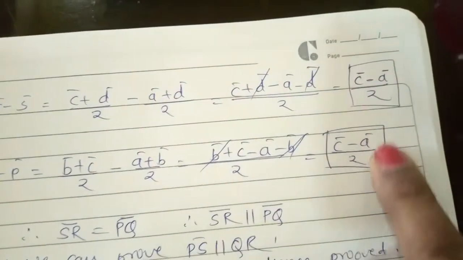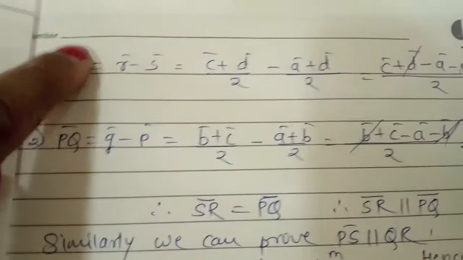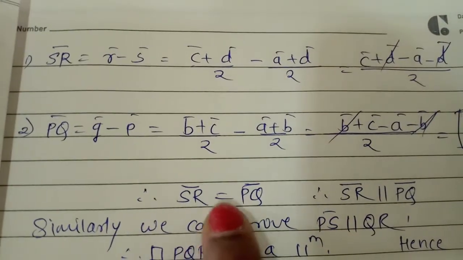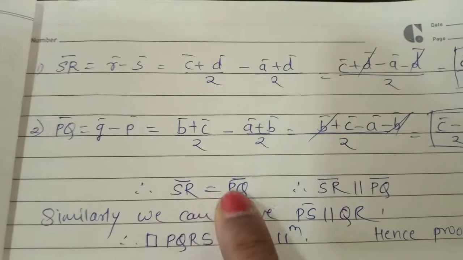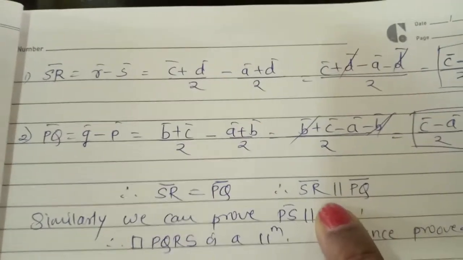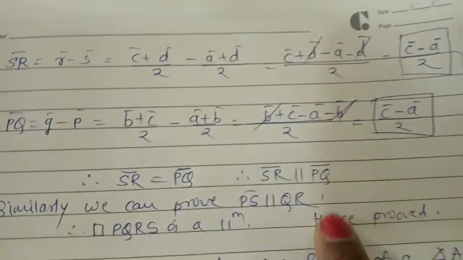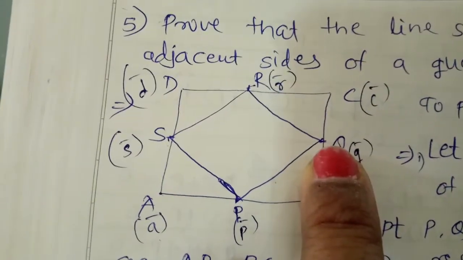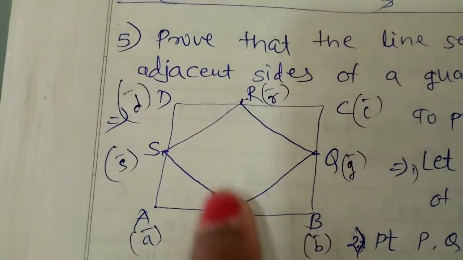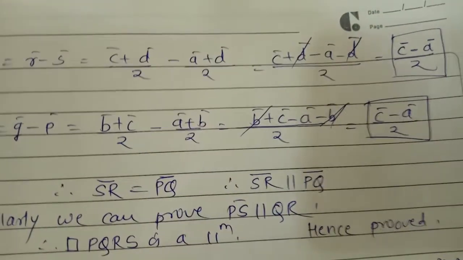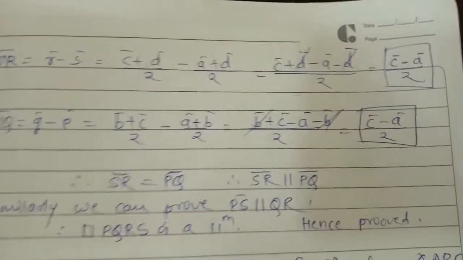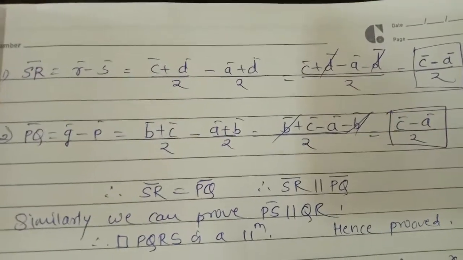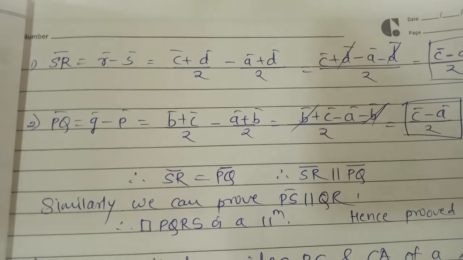And hence we show that the answers are the same, meaning these two vectors are equal. So SR bar is equal to PQ bar. Whenever two vectors are equal, they are also parallel, and so SR bar is parallel to PQ bar. Similarly we can prove that PS bar is parallel to QR bar. See the figure. PS bar and QR bar, we can also show that they are parallel. And hence PQRS is a parallelogram, and hence we prove that the line segments joining the midpoints of adjacent sides of a quadrilateral form a parallelogram.